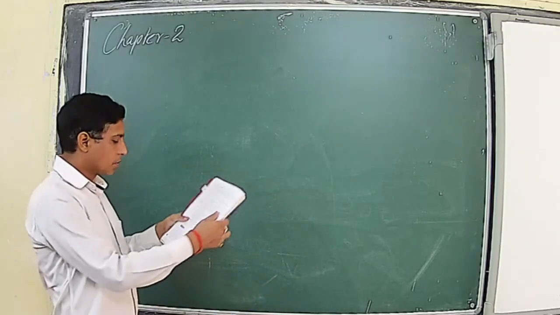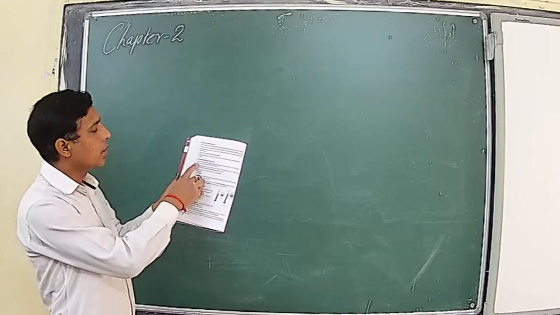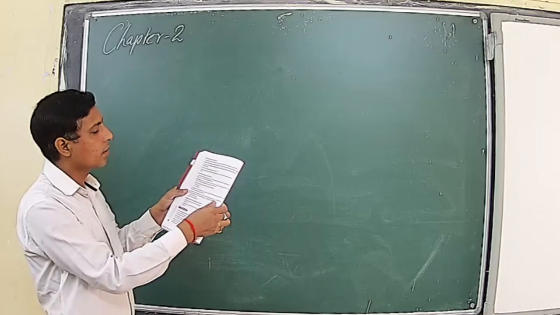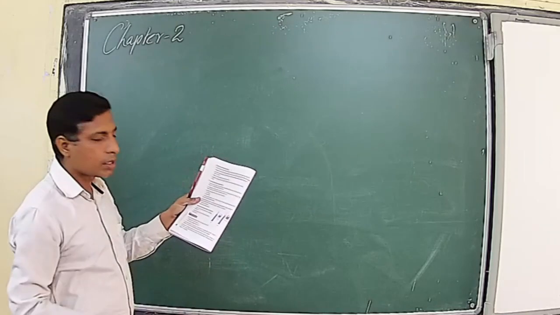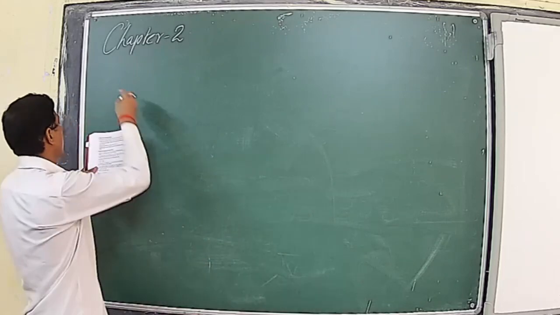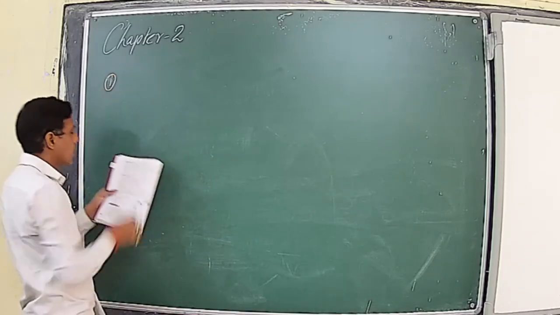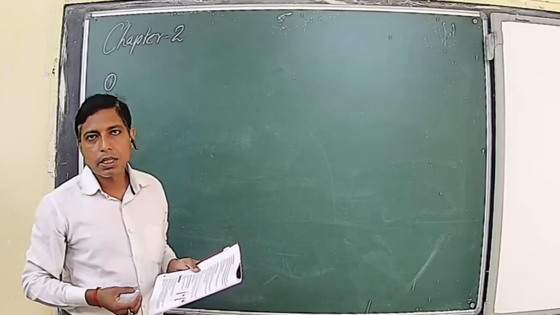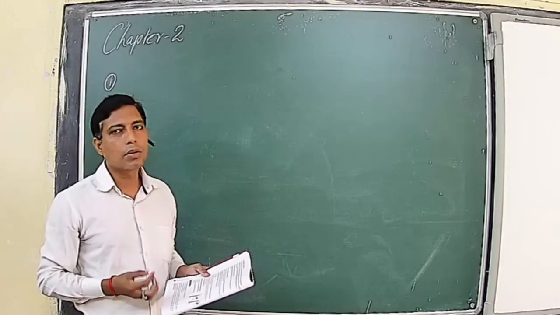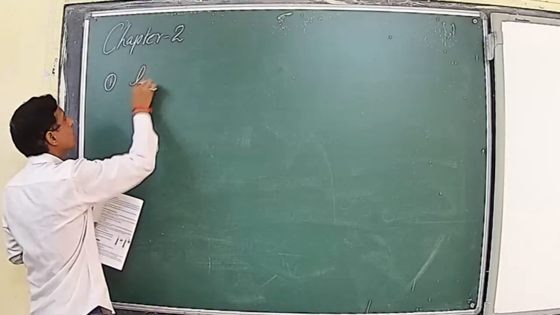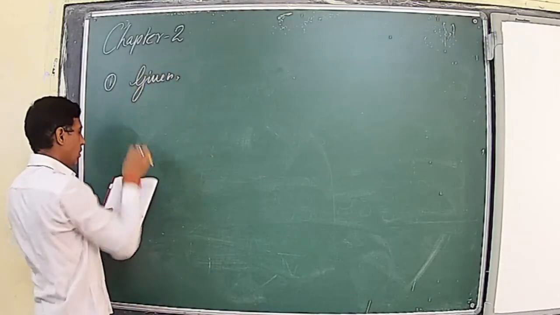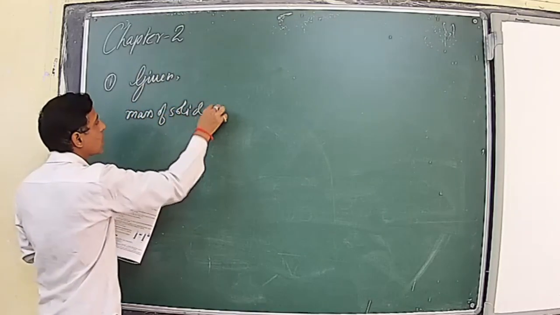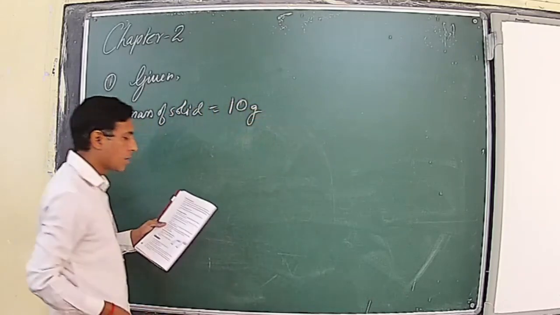If you have this book, on page number 28 you can see question part H, solving the following numericals. So a few numericals I will do here for all of you. The first one is a simple one. A piece of a solid has a mass of 10 grams. As I have always said, whenever you have to solve a numerical, first note down all the given information. So given: mass of solid is equal to 10 grams.